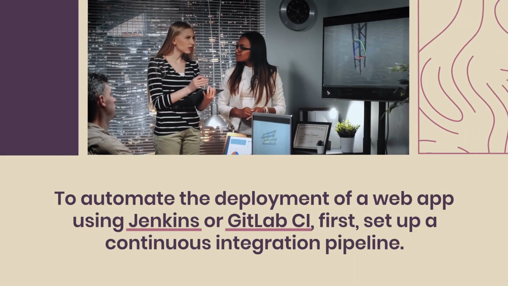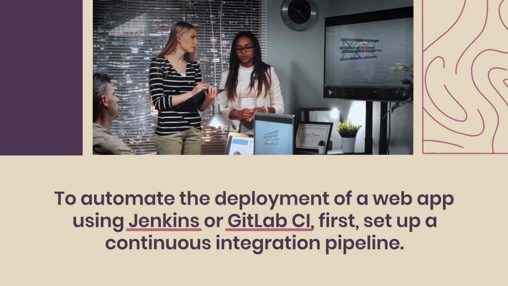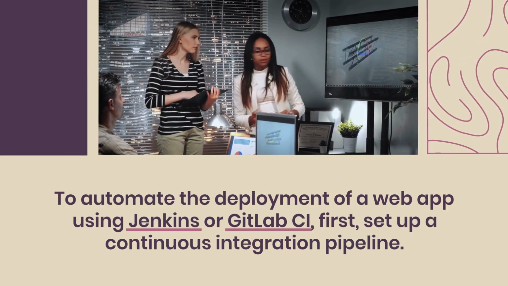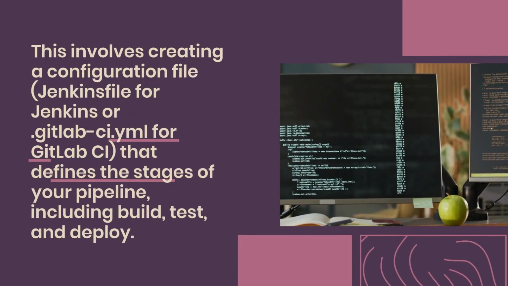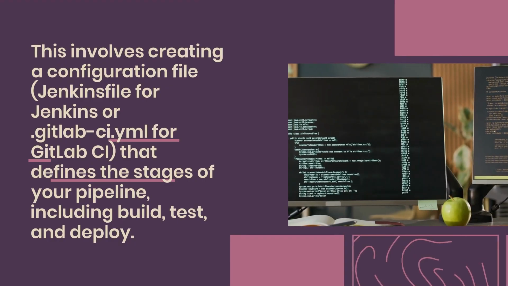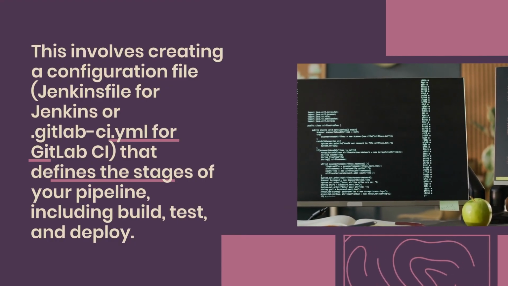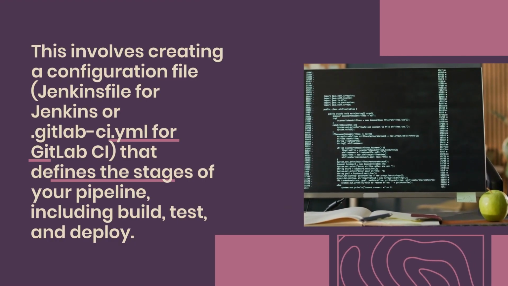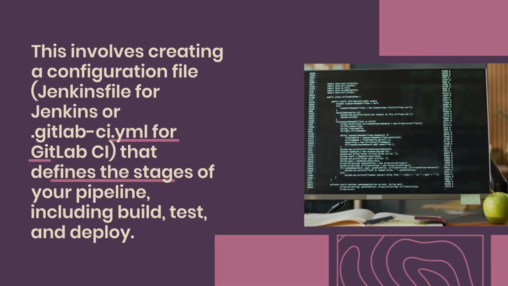17. How would you automate the deployment of a web app using Jenkins, GitLab CI? To automate the deployment of a web app using Jenkins or GitLab CI, first, set up a continuous integration pipeline. This involves creating a configuration file, Jenkinsfile for Jenkins or .gitlab-ci.yml for GitLab CI, that defines the stages of your pipeline, including build, test, and deploy.